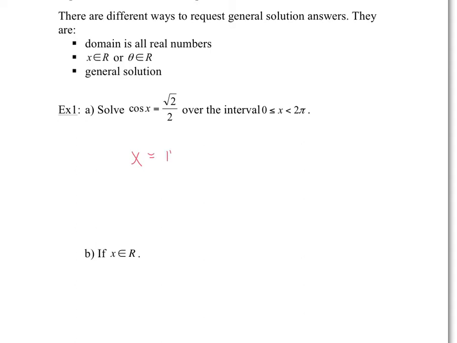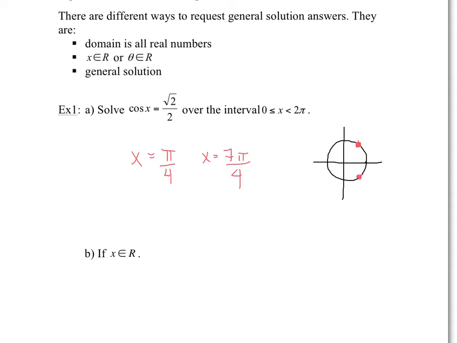It would just be x equals pi over 4 and x equals 7 pi over 4, because since cos is positive in the first and fourth quadrant, you have an answer in the first and fourth. Just to visualize where those answers would be, imagine this is a unit circle. This would be your pi over 4 over here, and this would be your 7 pi over 4 over here.